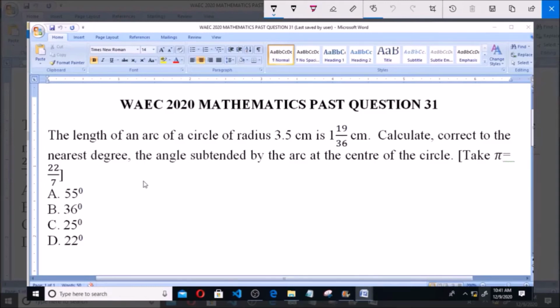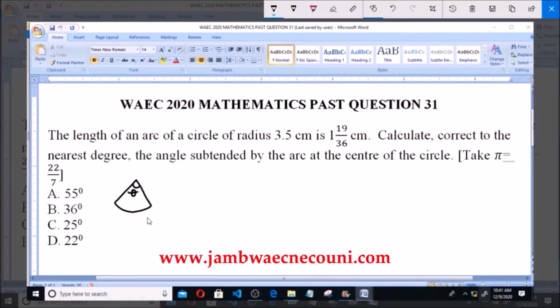I'll be answering WAEC 2020 Mathematics Past Question 31. The length of an arc of a circle of radius 3.5 cm is 1 19/36 cm. Calculate, correct to the nearest degree, the angle subtended by the arc at the center of the circle. So let's assume we have an arc like this from the center of a circle. This is the arc, and we are asked to find the angle which it subtends at the center of the circle, and the length of the arc is given to be 1 19/36 cm, and the radius is 3.5 cm.